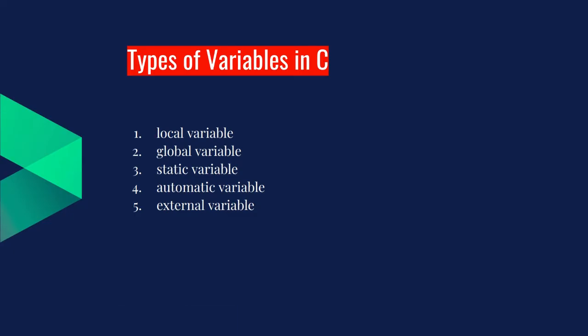Hello friend, today we are going to discuss types of variable in C. So there are local variable, global variable, static variable, automatic variable and external variable. So let's open the Visual Studio Code and we can see them one by one.